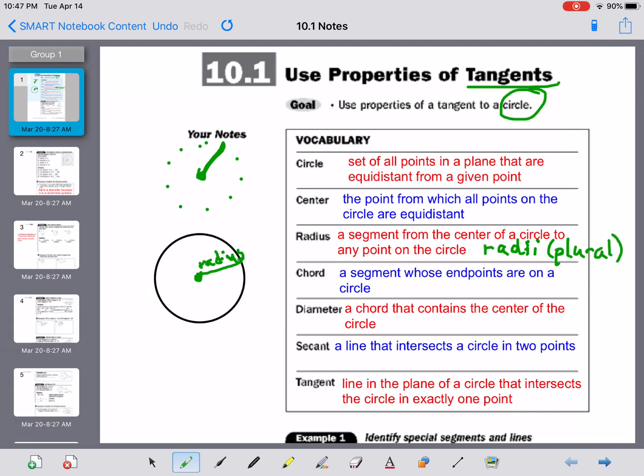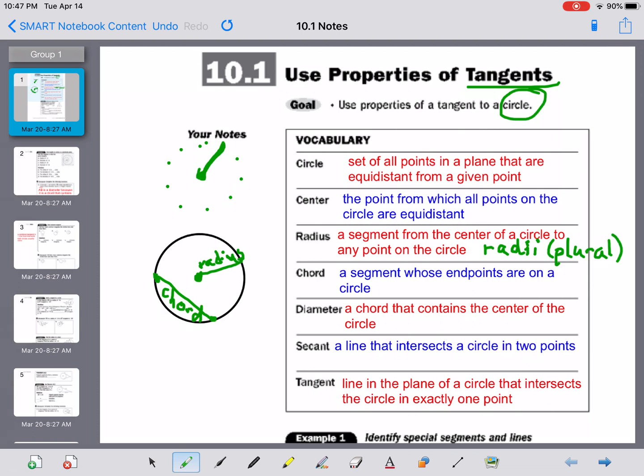All right, our next one is a chord. And a chord is a segment whose endpoints are on the circle. So if I find two endpoints on the circle, that creates a chord. And notice this chord has an H in it. Your chord in music also has an H in it, but your chord, if you're talking about a kind of rope or something like that, is usually just C-O-R-D.